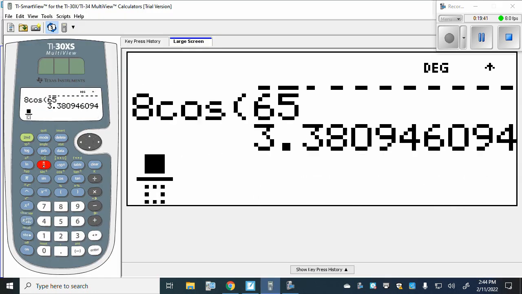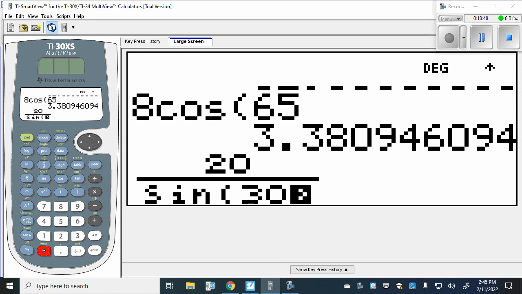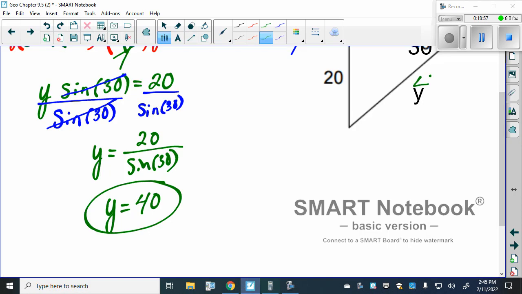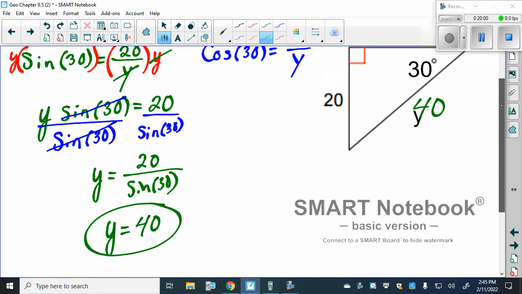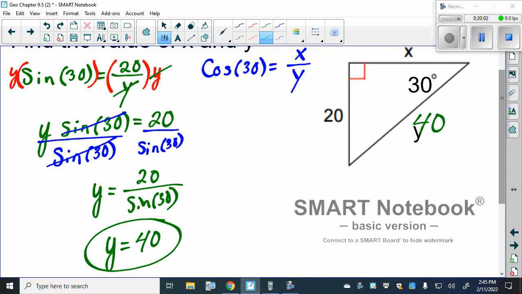And I'll show you here, because if we type this in a calculator, we can go 20 over sine of 30 and hit enter, and we get 40. So y for us here is 40. Any questions on what we just did here? Now, it is a little bit different than what we did on the previous ones. We just had to add one more step of the division.